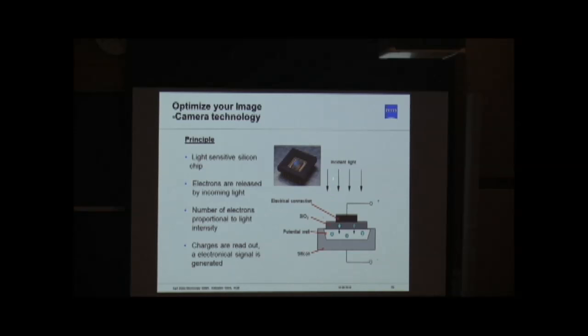And once photons fall onto the silicon oxide matter, electrons are being generated, kind of released from the silicon oxide matter, which are proportional to the light intensity of the incident light that falls onto the camera chip. And the charges that are generated are subsequently read out and converted into a digital signal being displayed as intensity values in this instrument. That's basically how a camera works.